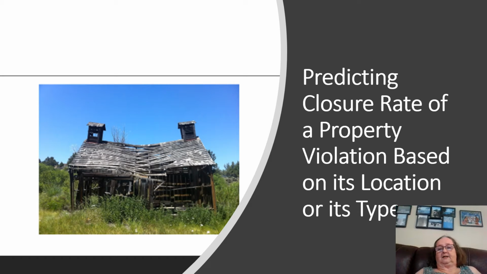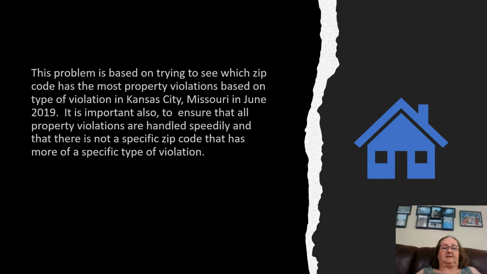This project is on predicting closure rates of a property violation based on its location or its type. This problem is based on trying to see which zip code has the most property violations based on type of violation in Kansas City, Missouri in June 2019.